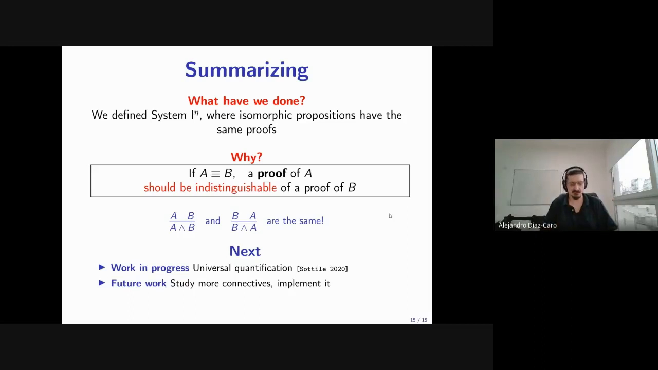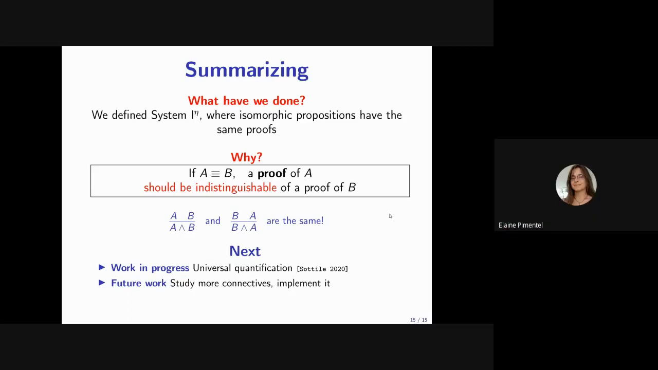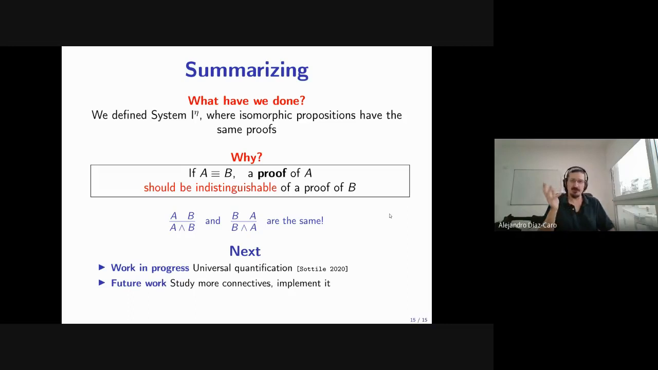So that answers the question. Okay, so would this go in the direction of people working with proof certificates and this kind of thing? If you have a proof of something, and something is equivalent to something else, then you have the proof of something else, and you don't have to check again. That would be the goal, more or less. One of them. If you have a proof of something which happens to be isomorphic to something else, then you can use it as if it were exactly the other, and you don't need to transform it. That is the idea.